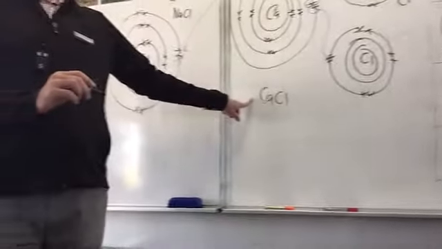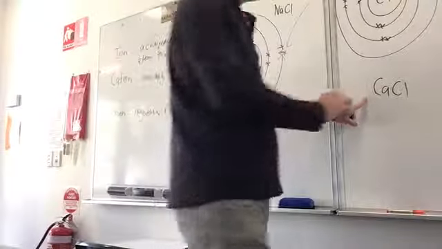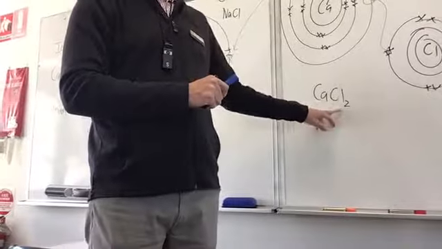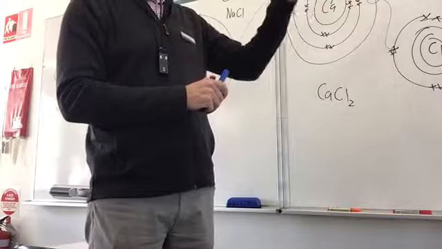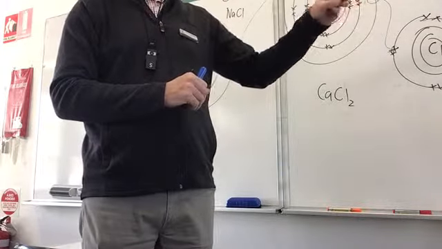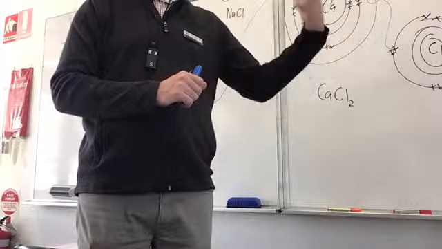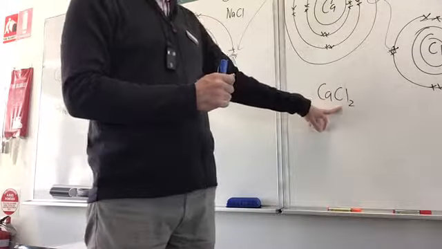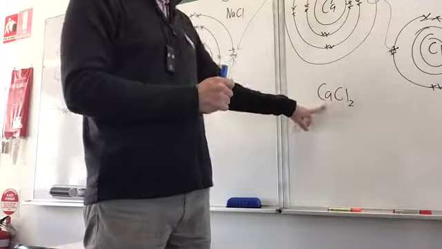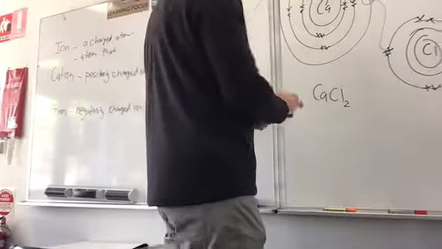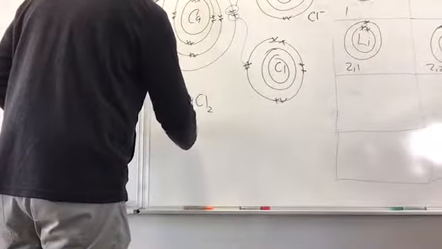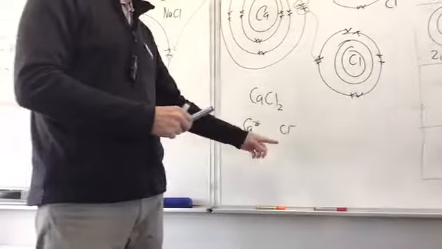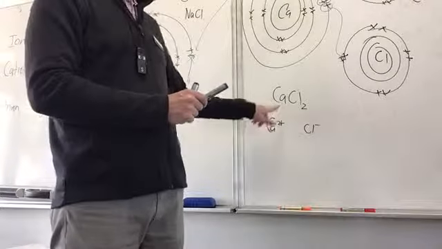Is that the right formula? What would it be? CaCl2. Now, notice that it's calcium chloride, not calcium chlorine. So when we form anions, we turn the name into an ide. So oxide, fluoride, chloride, nitride, and so on. So this is calcium chloride. We need 2 chlorines for every 1 calcium, because calcium has a +2 charge, chlorine has a -1 charge. So to balance it, we need 2 chlorine atoms for every calcium, so we get CaCl2.